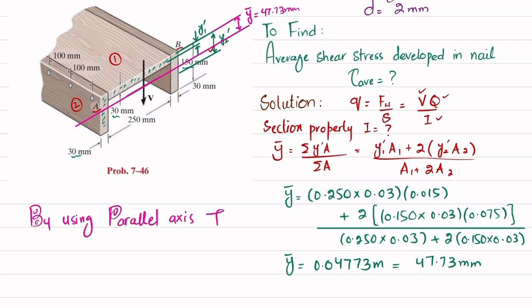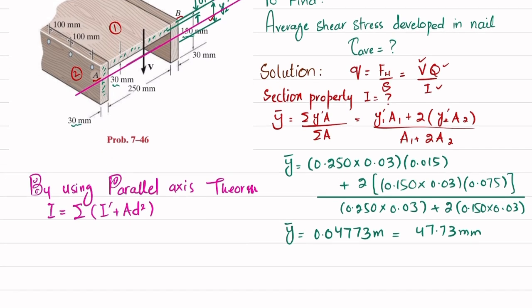We will find I, which is equal to the sum of I dash plus A d square. For the first one, we first find the moment of inertia of this, which is 1 over 12, its breadth, times h cube. h is 30 millimeter. So I will write 1 over 12, 0.250 in meter, times h, which is 0.03, whole cube, plus area. Area is again 0.250 times 0.03, times d square.